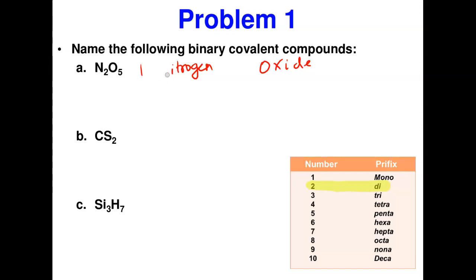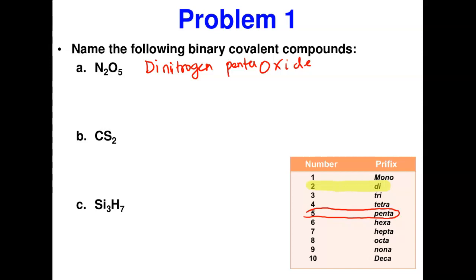Okay, I'll go back. Sorry for that. So this is my nitrogen again. Remember, what I have here is di, 2 nitrogen. So I'm going to put dinitrogen. Now how many oxygen do I have here? 5. Look where is 5. Penta. So I'm going to put it here. You give a space, and you say pentaoxide. So the name of this compound is dinitrogen pentaoxide.